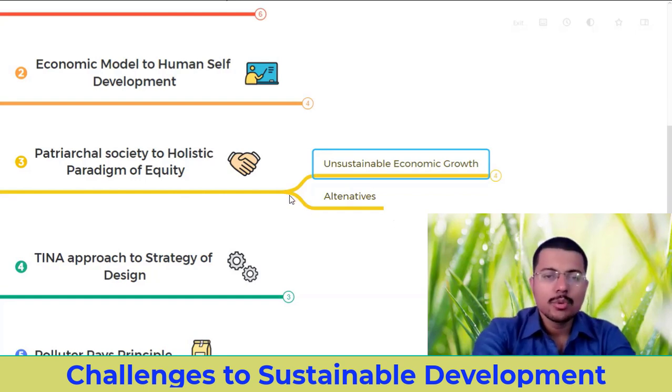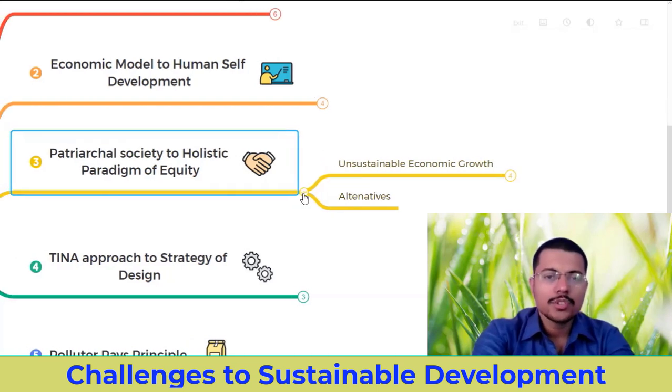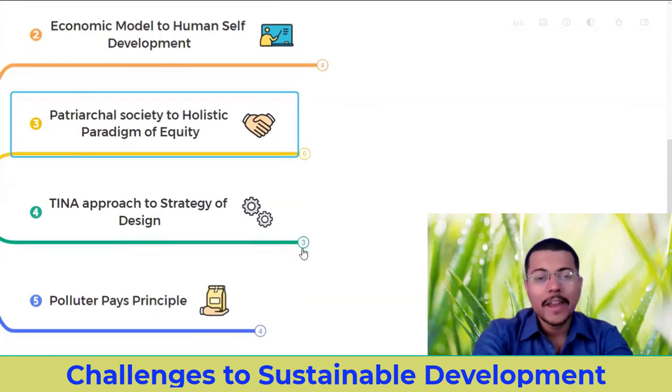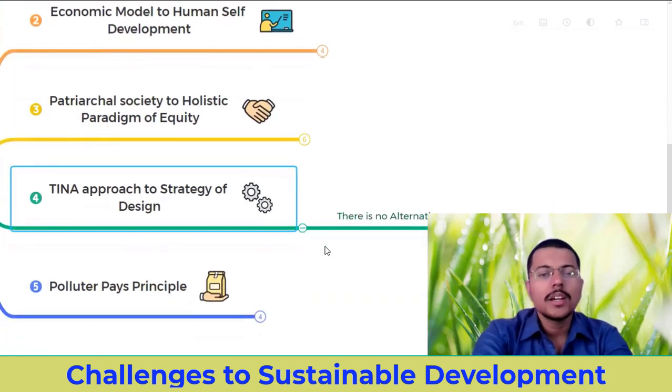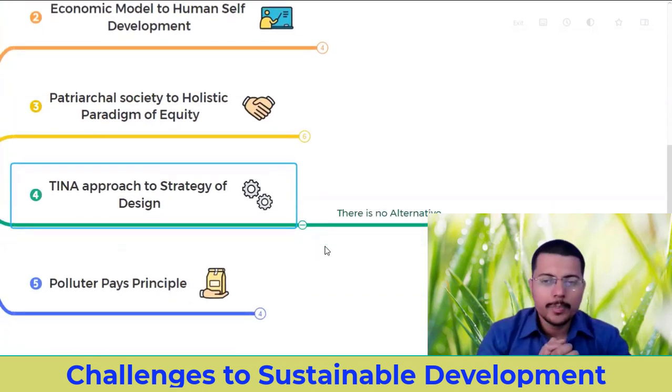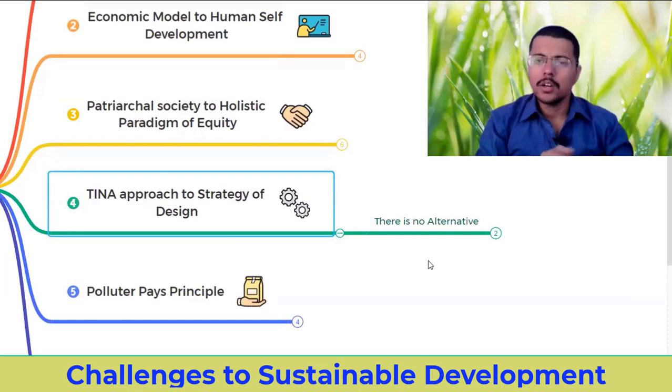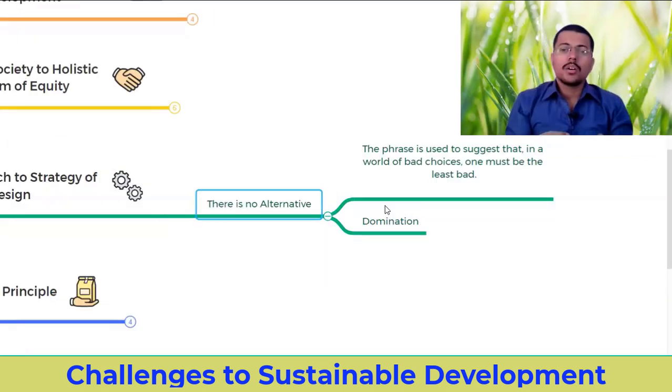The next, fourth, is TINA, that is, the TINA approach to strategy of design, right? So TINA is: there is no alternative. In conventional governments or political systems or industries, they will say that there are no alternatives. What is the implicit meaning?